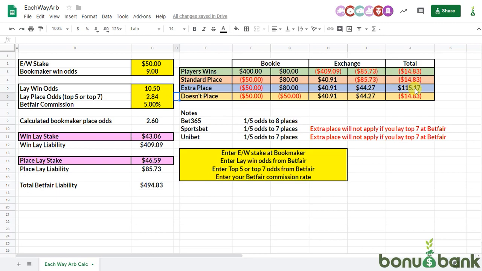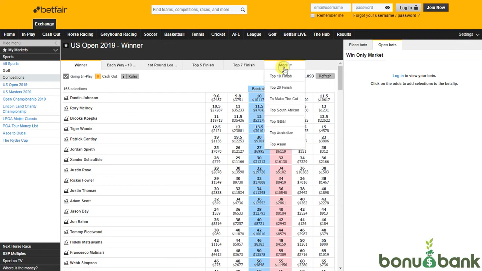It also increases the extra place payout, but now you're only going to get the extra place if he finishes in 8th position. So we've got only one opportunity for the large payout rather than 3. Betfair does have some other markets here, top 10, top 20, but they don't really help us out. So we're going to stick with the top 5 and the top 7.